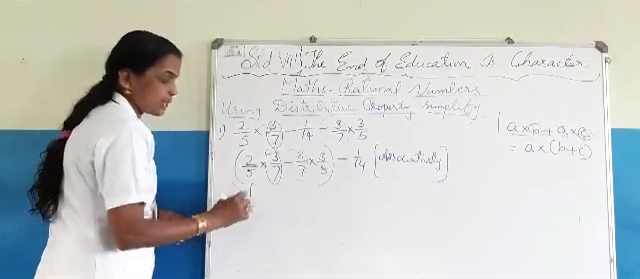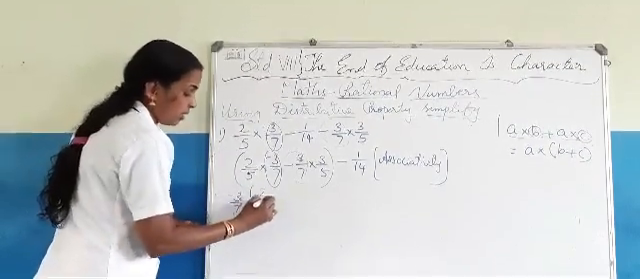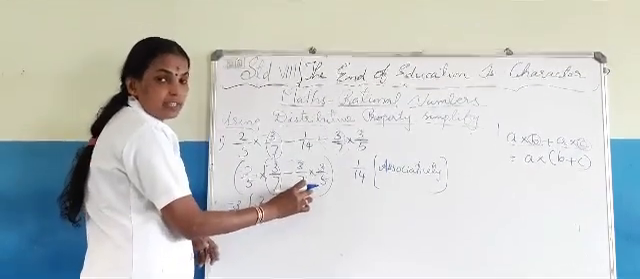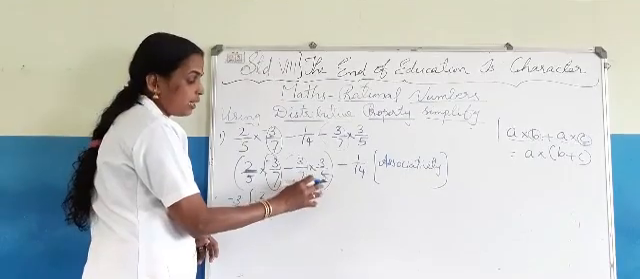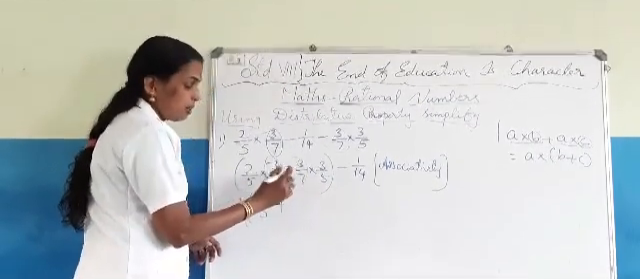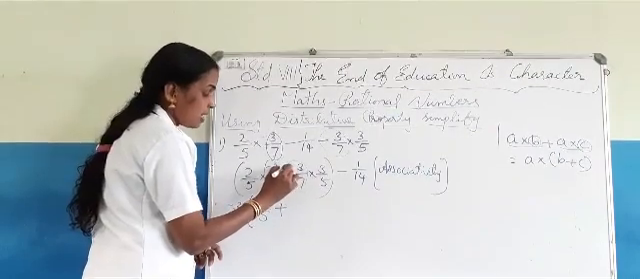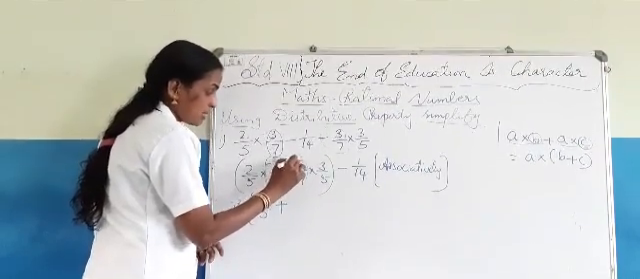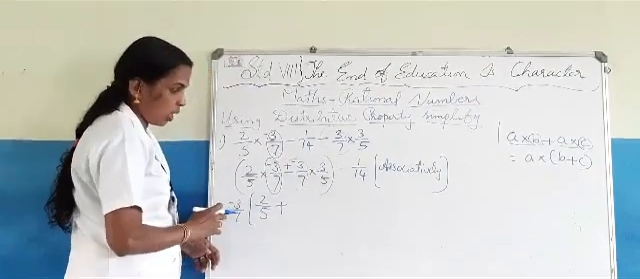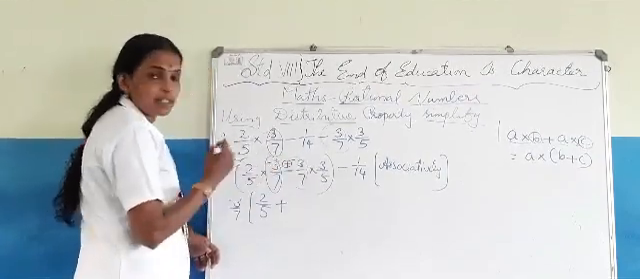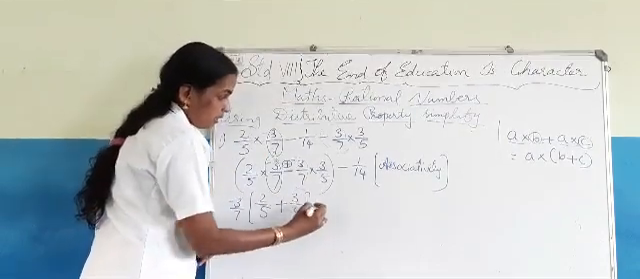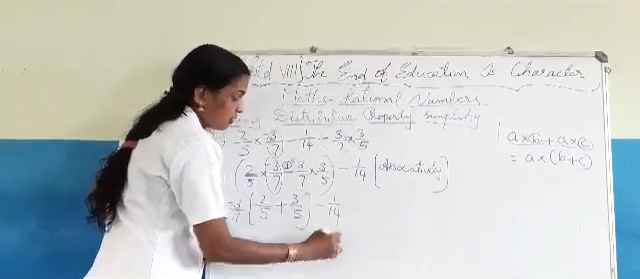So what we will get inside? Here remains 2 by 5. From this minus 3 by 7 we took outside. Then what remains inside? Here remains plus, because minus into minus is plus. So minus 3 by 7 we took outside, so here remains plus 3 by 5 minus 1 by 40.